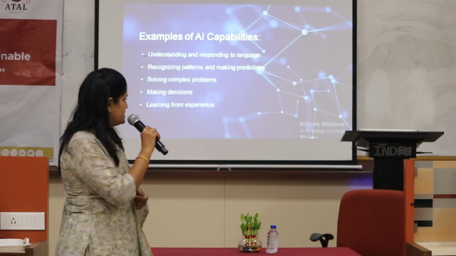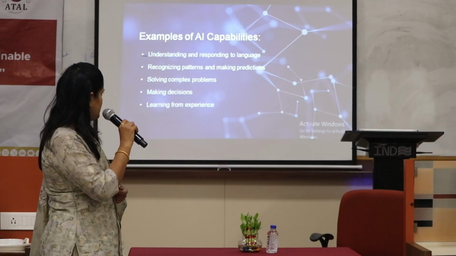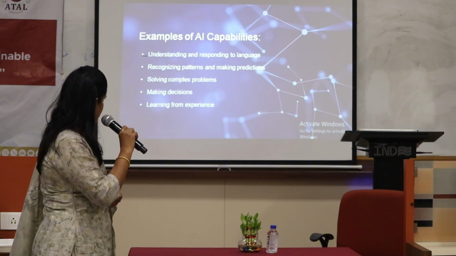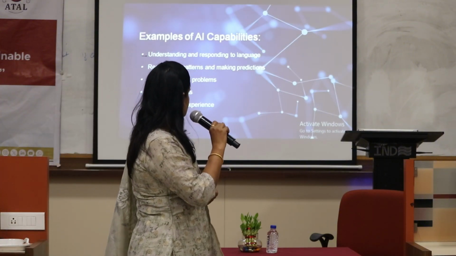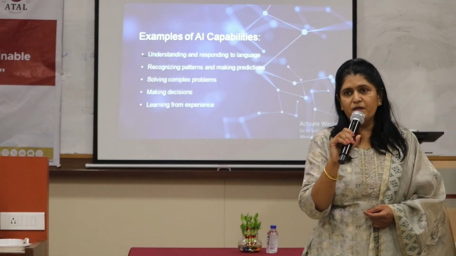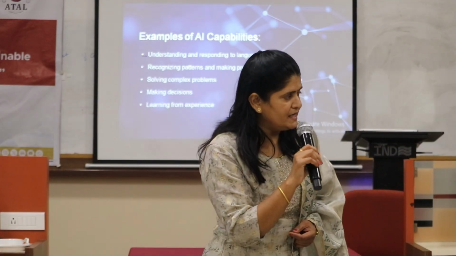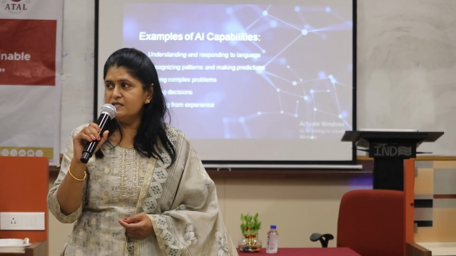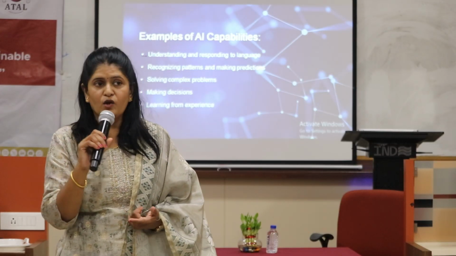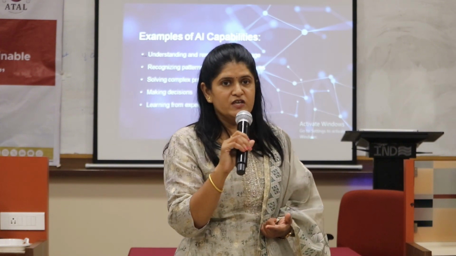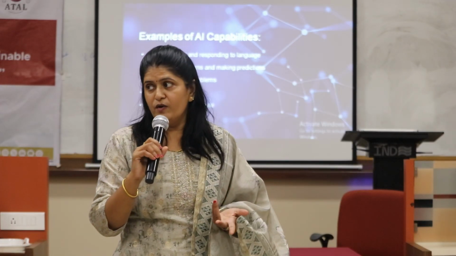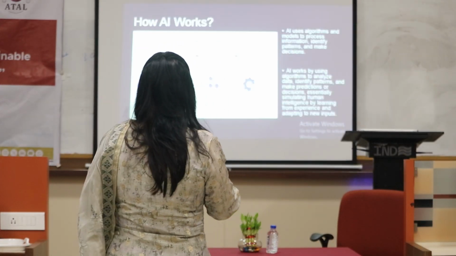Next, these are examples of AI: understanding and responding to language, recognizing patterns and making predictions, solving complex problems, making decisions, learning from experience. Think of a small child: he learns from experiences, correct? How he walks, how he talks. Based on experiences and observations, he prepares his database and can work accordingly. Okay. So how does AI work?